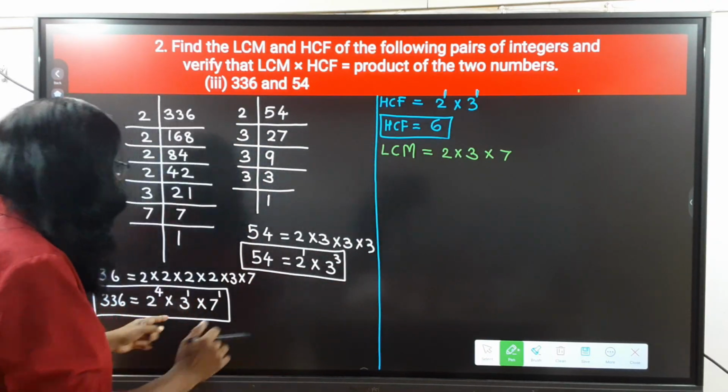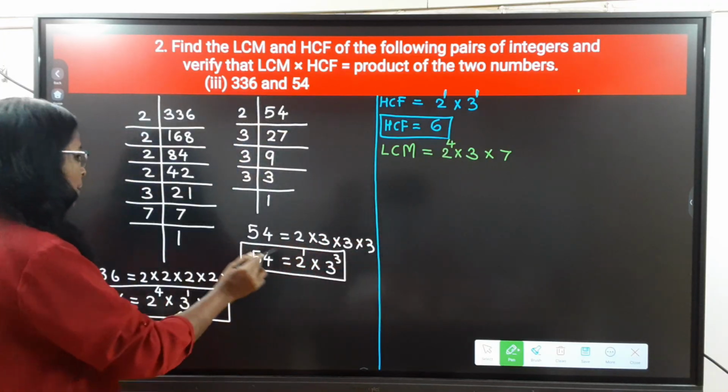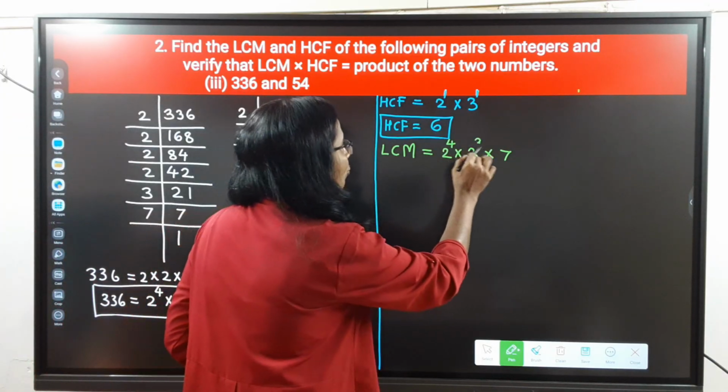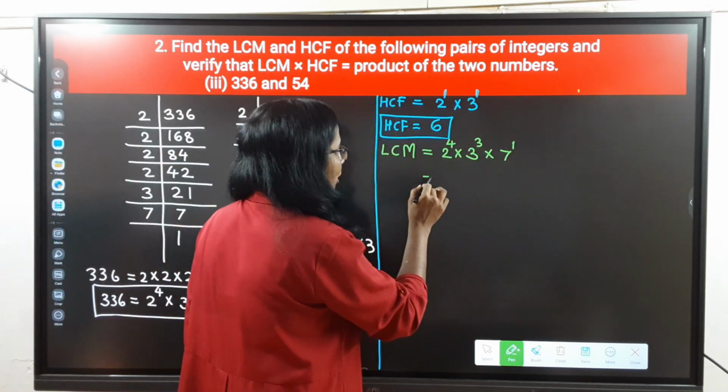So the greatest power in between the 2, that is the 4. So I write here 2 raised to 4. Greatest power of 3, here cube. So here I write 3 and the 1. Okay, for the 7 it is 1. So now here 2 raised to 4.